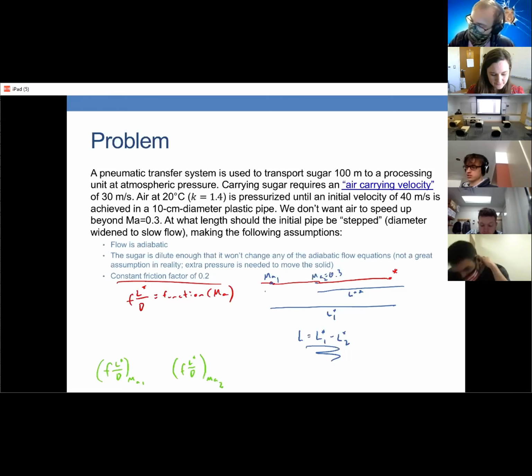And since F and D are the same for both of these, if you find this minus this, what could you multiply this by to get the length?